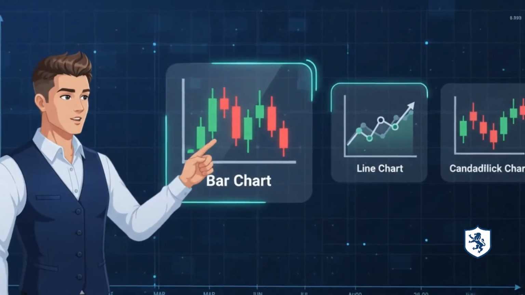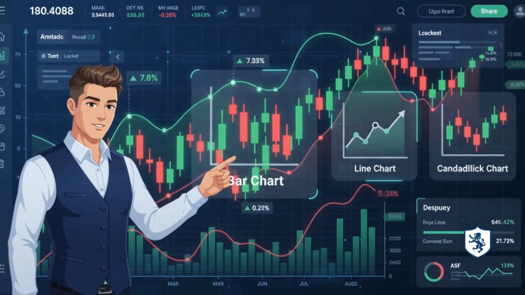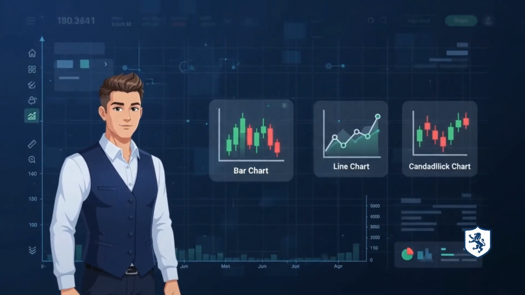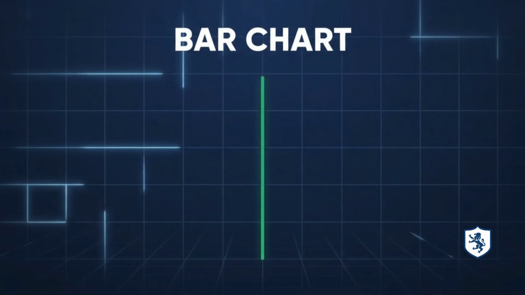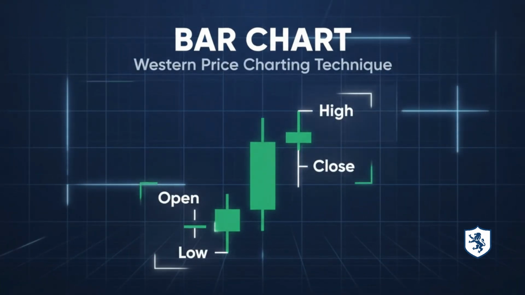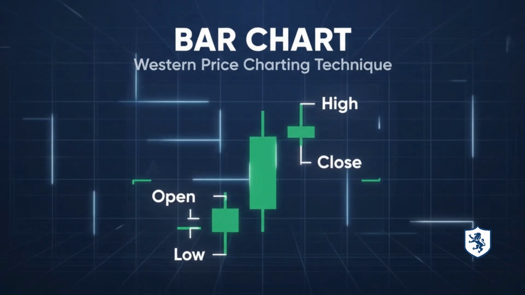There are three main chart types that traders use to read the markets, specifically to determine price movement and identify trends. The first chart we are covering in the Britt Technical Analysis Basics video series is the bar chart.